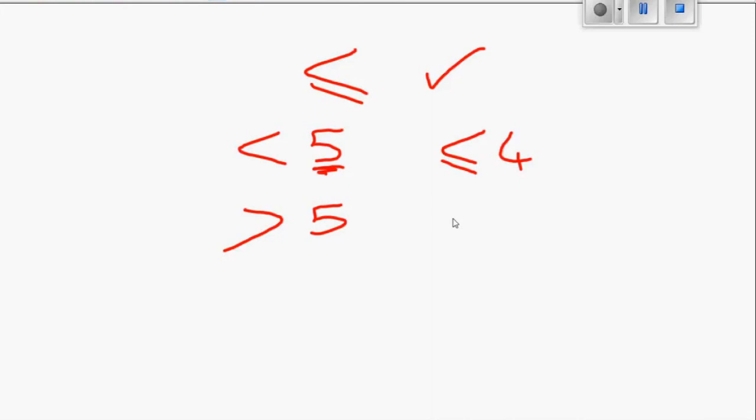We're talking about greater than and less than signs. So what you've got to know is that greater than and more than. So this one means less than 5, and this one means more than 5. You've got to remember that the crocodile eats the biggest number.